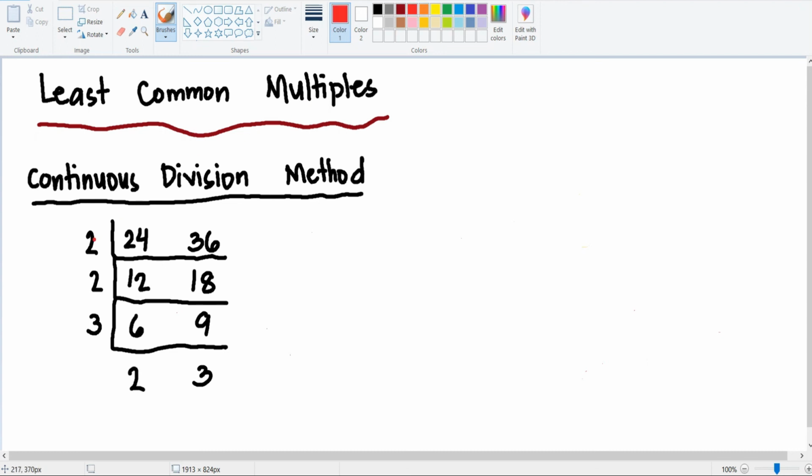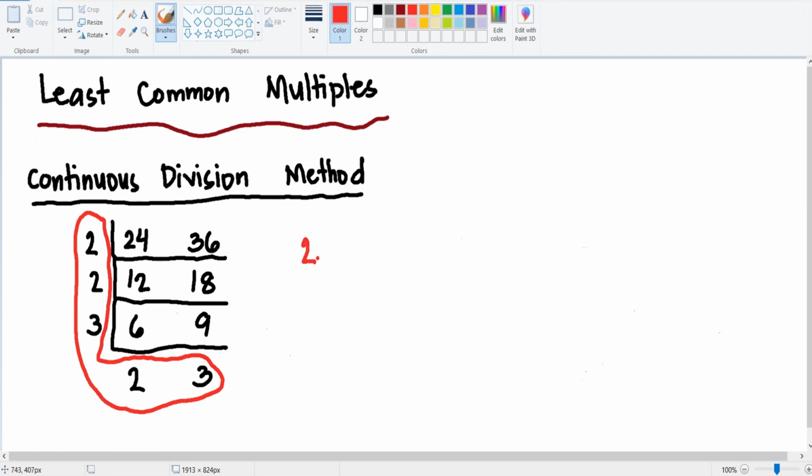Now we are done dividing, so let us multiply all the numbers on the left and include the bottom numbers. We have 2 times 2 times 3 times 2 times 3, and we will come up with an answer of 72. Therefore, 72 will be our least common multiple using the continuous division method.